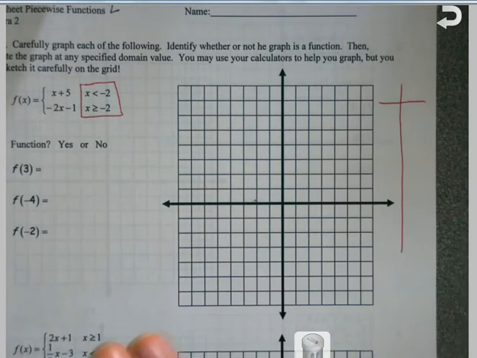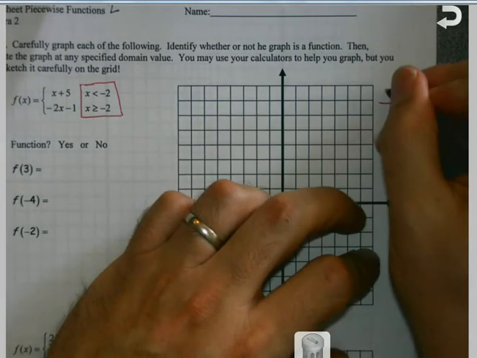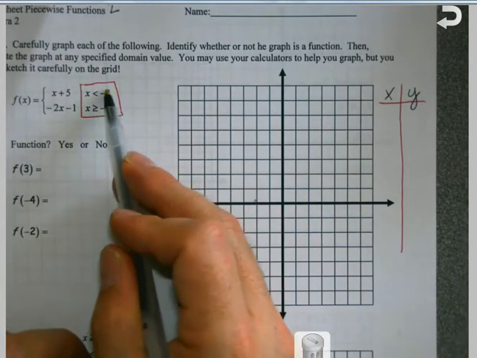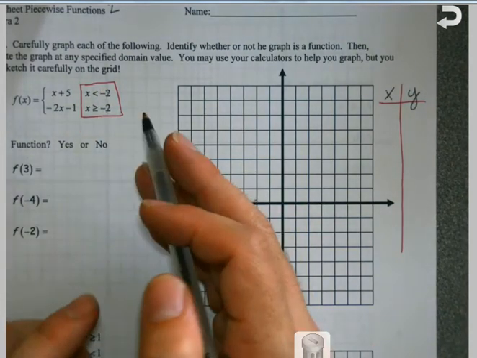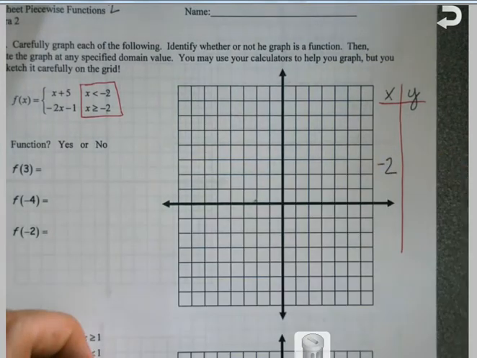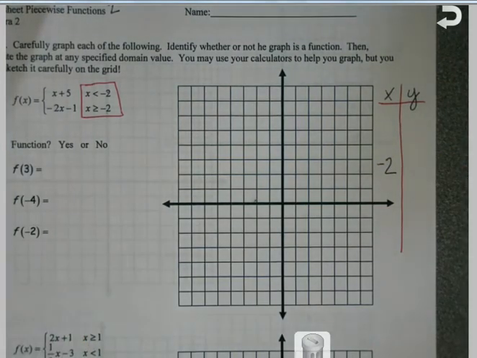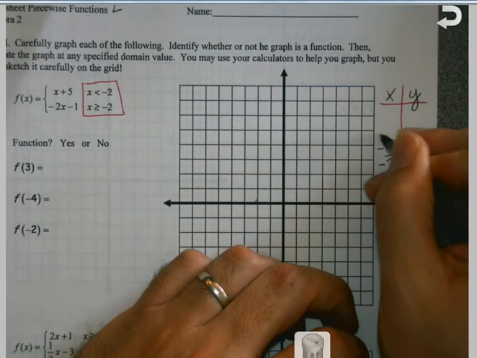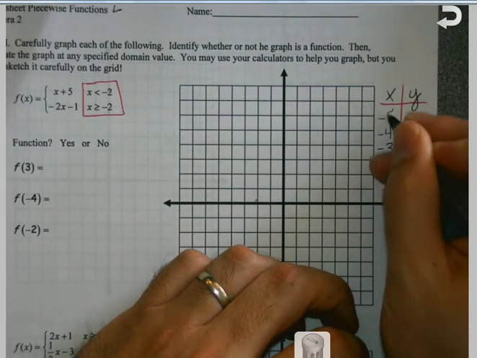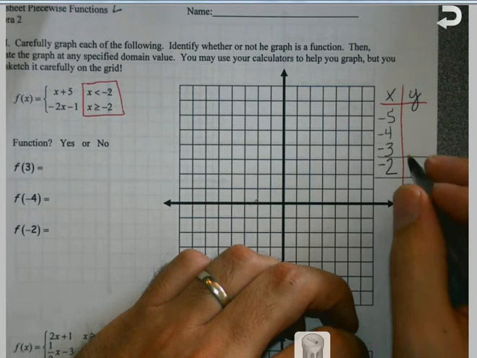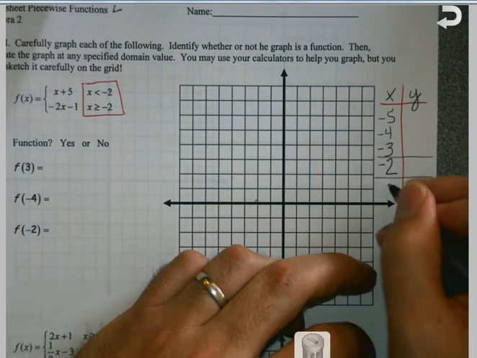I'm going to get a chart set here with x and y. Whatever value I have for x, I'm going to put in the middle. Since it's -2 for this particular one, I'm going to start with -2 in the middle. And then I know I'm going to have values on both sides of it. So I'm going to do some values that are less than my -2, and some values that are greater.